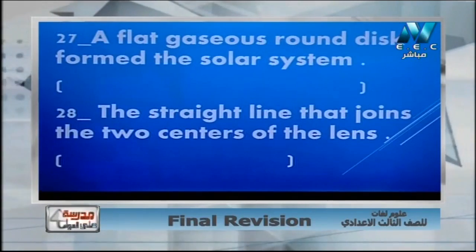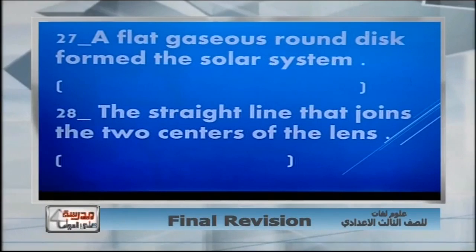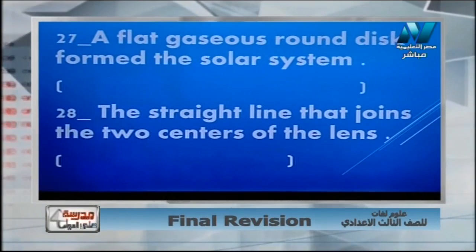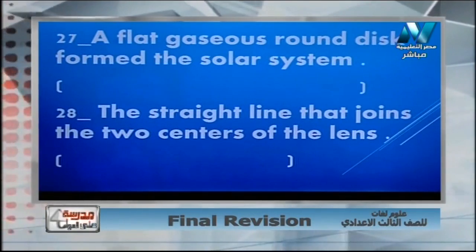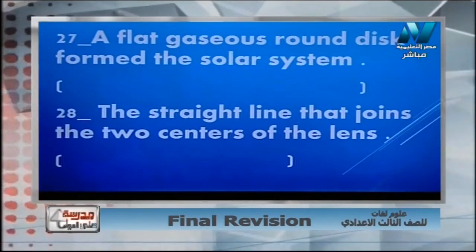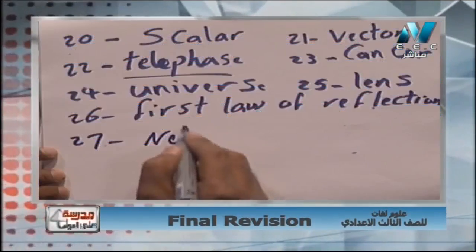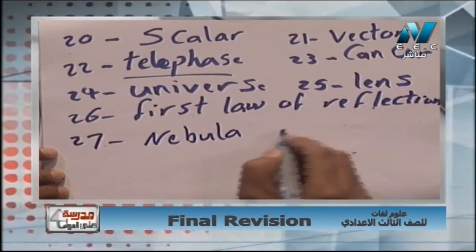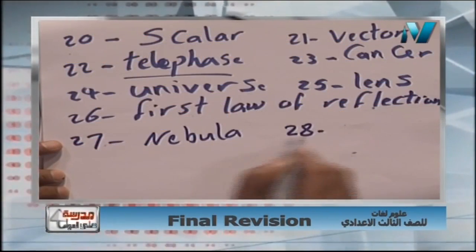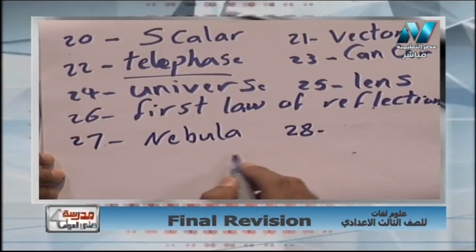Number 27. Flat gaseous round disk formed the solar system. What is this? It's nebula. From nebular theory, Laplace.